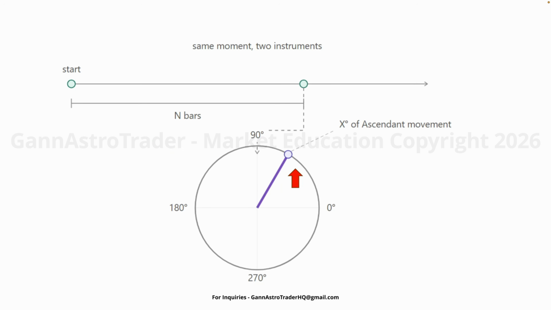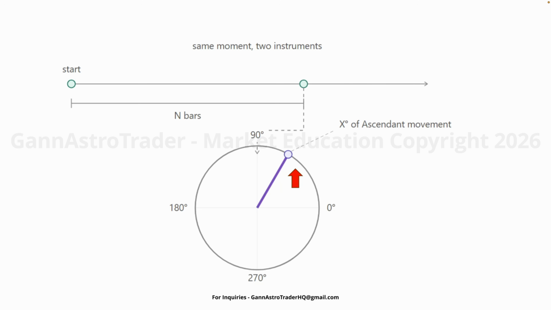Instead of studying time, symmetry, and angular symmetry separately, we can study them together. We can ask whether a particular amount of market time corresponds to a particular amount of angular movement. In our NVIDIA example, this was exactly what we measured. We had a defined number of market bars and a defined amount of ascendant movement during the same interval. That gives us a relationship between time and angle rather than looking at either measurement independently.